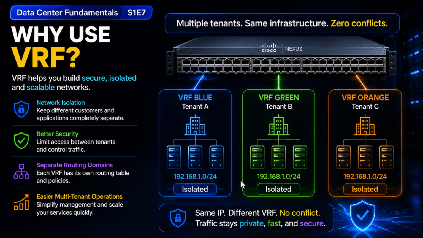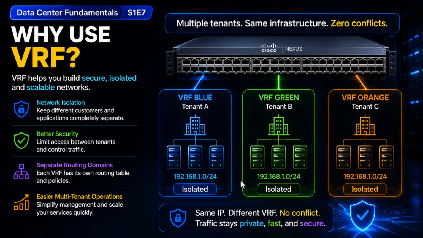The first major benefit is network isolation. Different customers, departments, or applications can use the same physical infrastructure without sharing the same routing table. The second benefit is improved security. Because the routing tables are separated, traffic cannot automatically move from one VRF to another. Communication between VRFs must be intentionally configured through techniques such as route leaking, firewalls, or shared service networks.